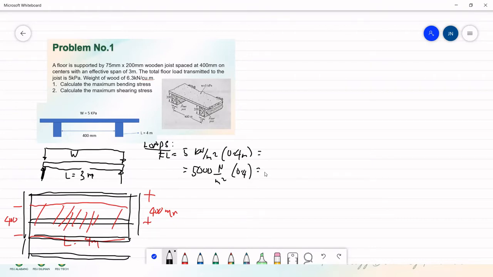Sir, times 0.3 na po ba dapat yan? Ha? 0.3? Alin 0.3? Yung 0.4. Multiply po. 0.4 meter kasi nag-compute natin sa tributary area. Yung tributary area, ibig sabihin, i-consider lang natin itong kalahati dito. Ito yung kinocompute natin, okay? Kalahati dito at saka kalahati dito.